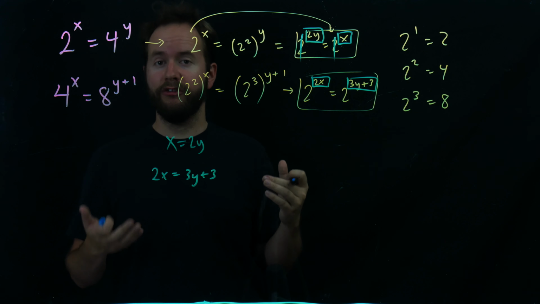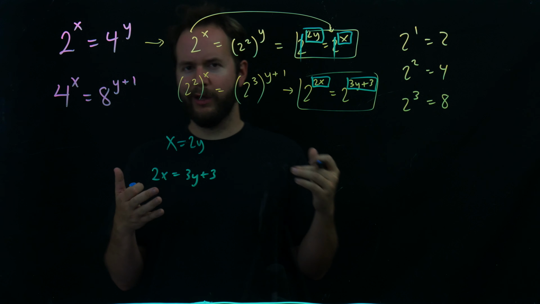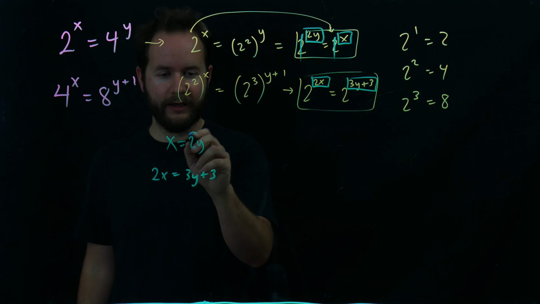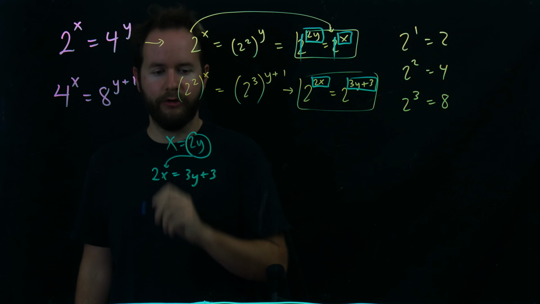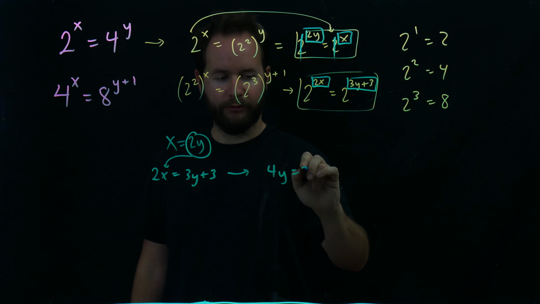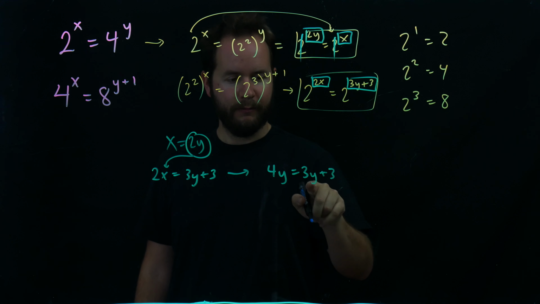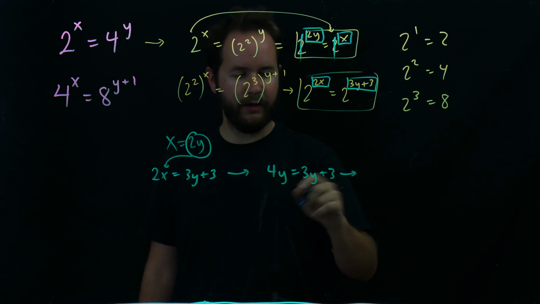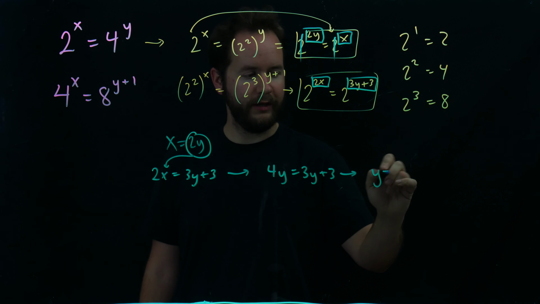You can either use elimination or substitution to solve this problem. I'm going to go ahead and use substitution. I have the fact that x equals 2y. So if x equals 2y, I can take this 2y and substitute it directly in for that x. This is going to give me 4y equals 3y plus 3. I'm going to subtract the 3y over. I don't have to divide by anything. If I subtract 3y from the right to the left, I end up with y equals 3.